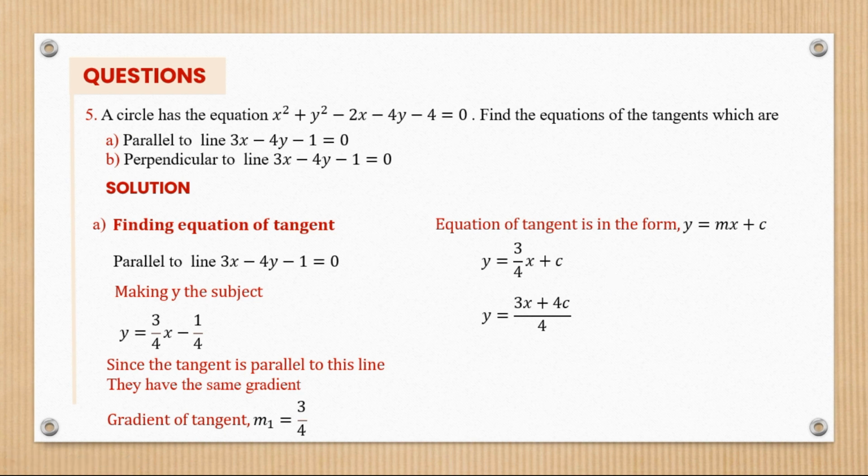So now let's put this back in the form where it looks the same as that line. Now I know the gradient of the tangent, so I'll have it as 4y being equal to 3x plus 4c, of which eventually I'll have it as 3x minus 4y plus 4c is equal to 0, and that shall be equation 1. So to find those two equations of the tangents, I shall now just have to find the values of c.